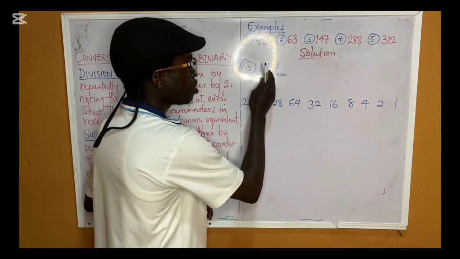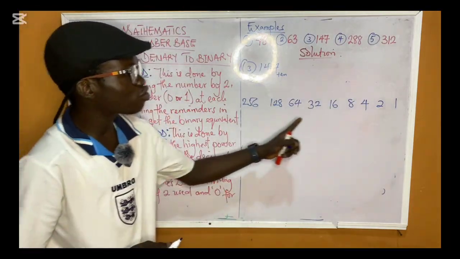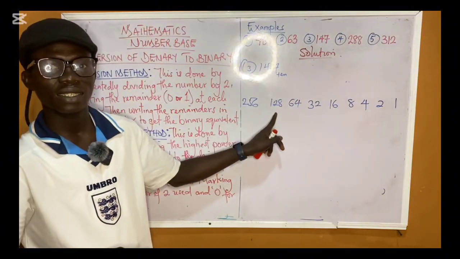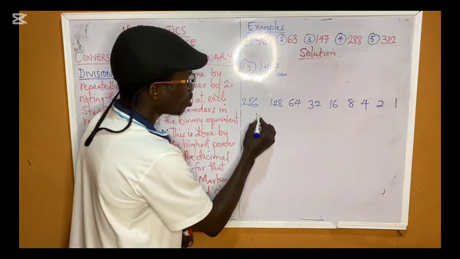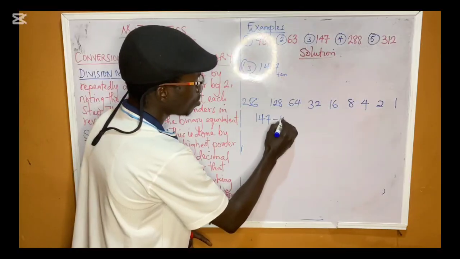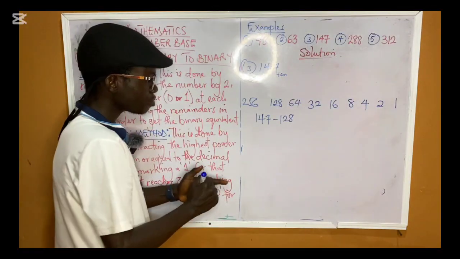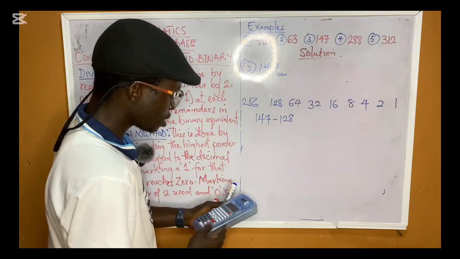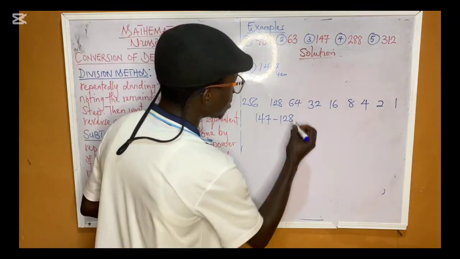So, what is the power of 2 that is less than or equal to 147? That is 128. So we subtract 128 from 147. 147 minus 128, that will give us 19.